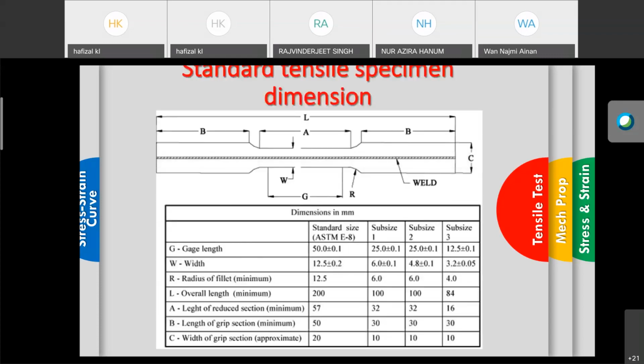This is the standard tensile specimen. Basically there is the necking area, the A area, the B areas, whereby the standard cross-sectional area is given. This depends on the machine. Some machines will use a different standard, but I just want to show you that there is a standard. It depends on the machine.